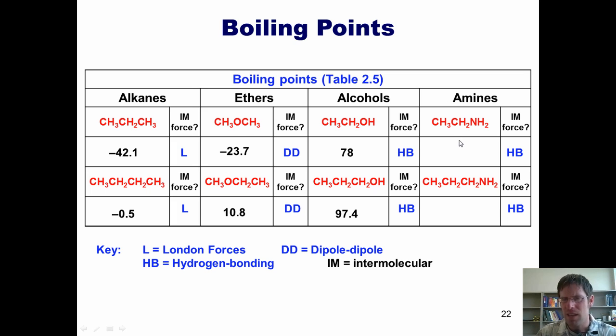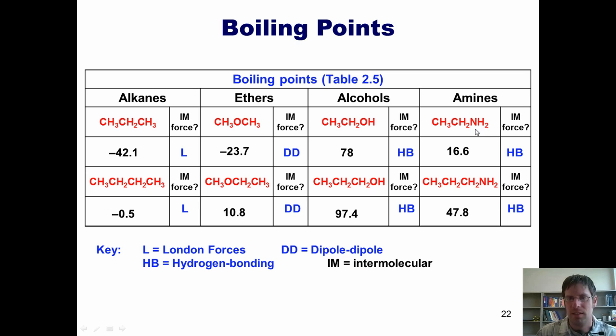However, how do they compare with the hydrogen bonding neighbors right here with these alcohols? Let's take a look. Boiling point of ethylamine, 16.6. Boiling point of propylamine, 47.8. So you notice that hydrogen bonding certainly does make these molecules have a higher boiling point.